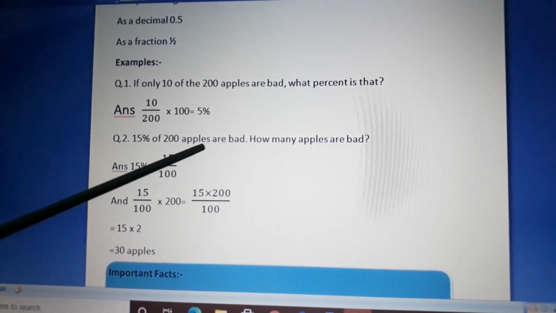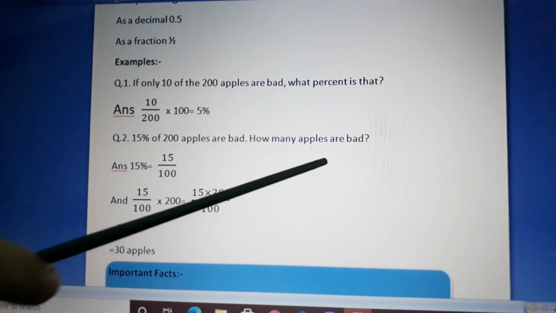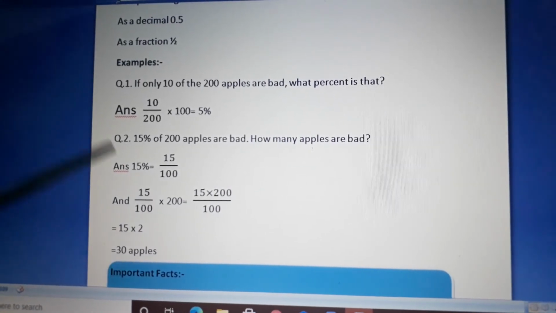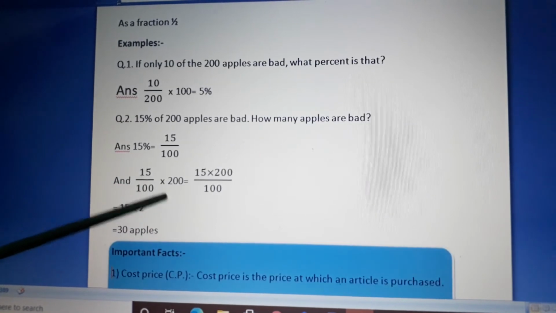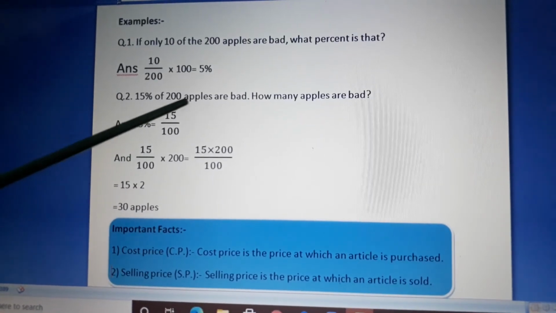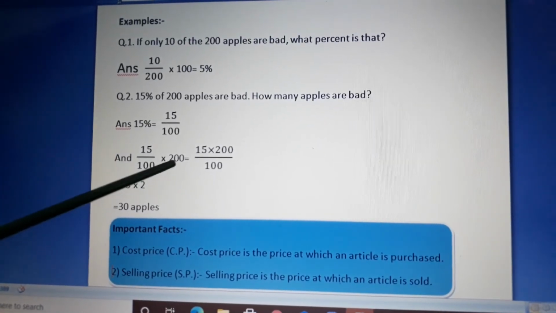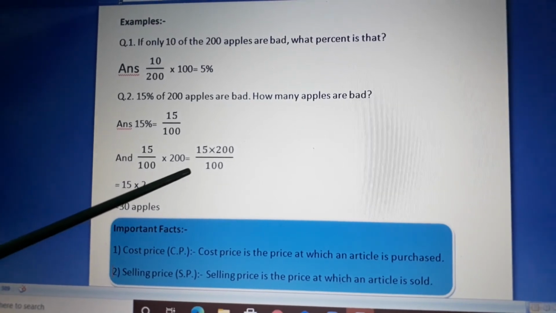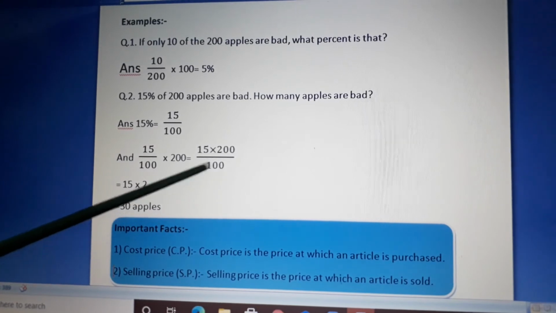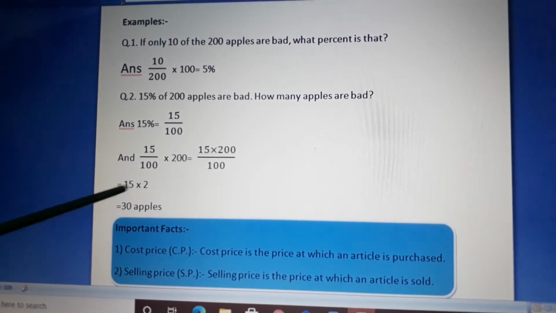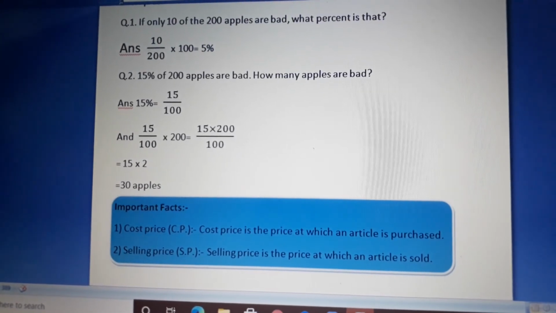15% of 200 apples are bad. How many apples are bad? 15% is written as 15 upon 100. Okay, and 15 upon 100, 200 apples are bad. So 15 upon 100 multiplied by 200 is equal to 15 multiplied by 200 upon 100. 100 ones are, 100 twos are. So 15 twos are 30 apples.